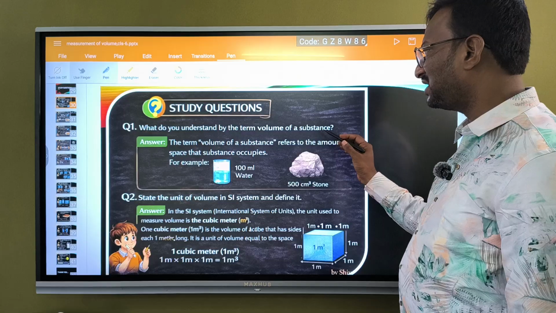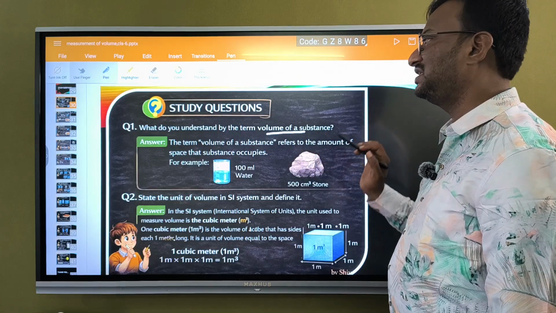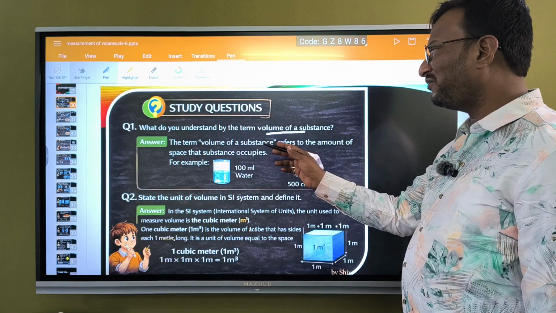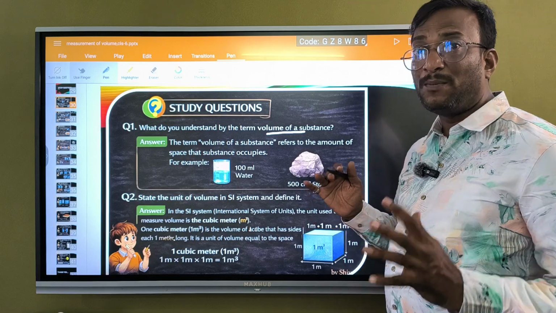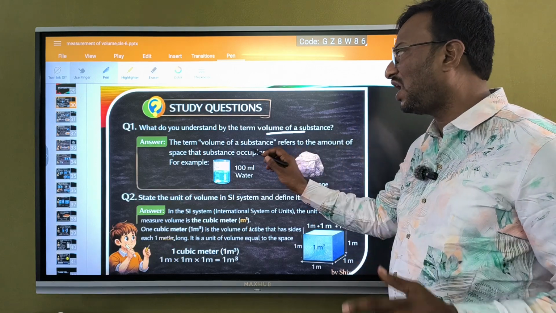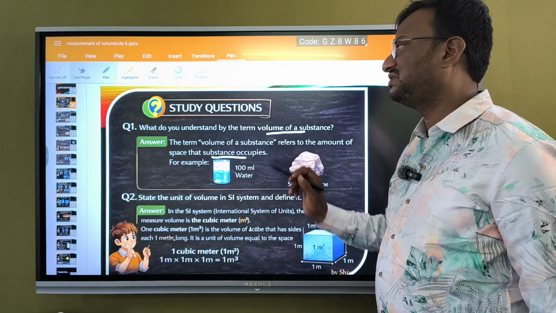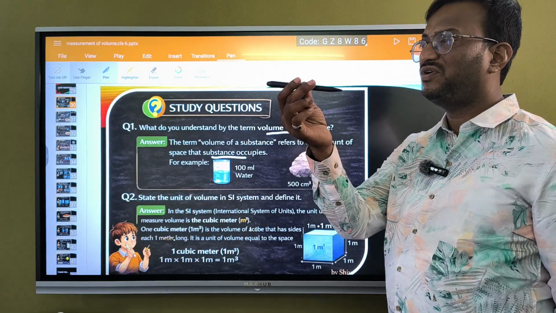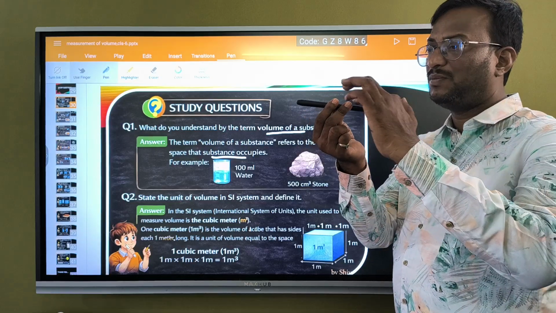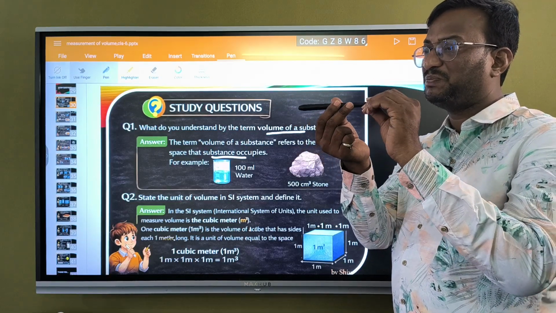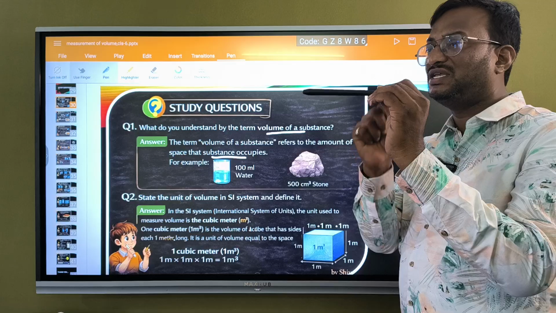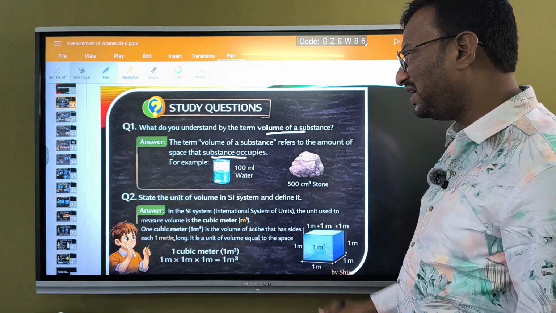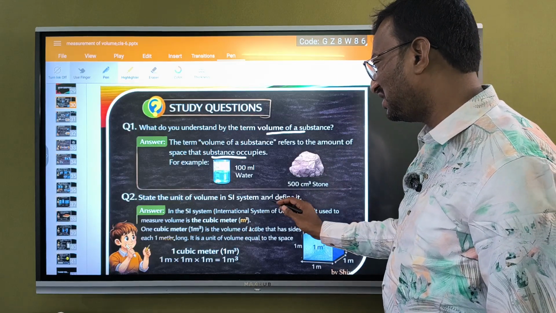What do you understand by the term volume of a substance? The volume of a substance refers to the amount of space that is occupied by the substance. How much amount of space is occupied? Suppose the volume of this pen is the amount of space occupied by this pen. Amount of space.